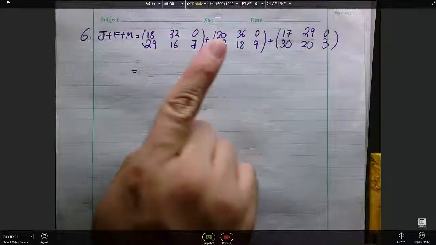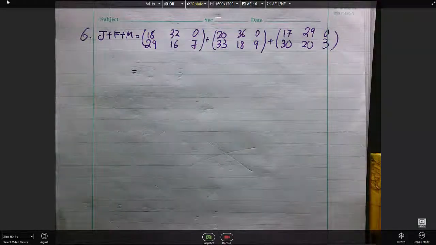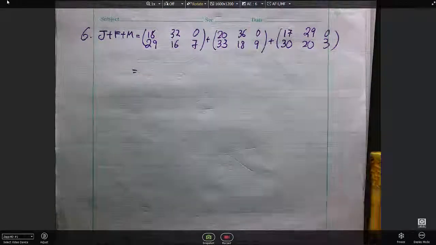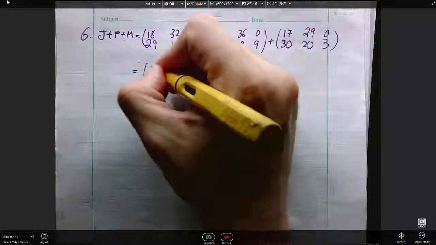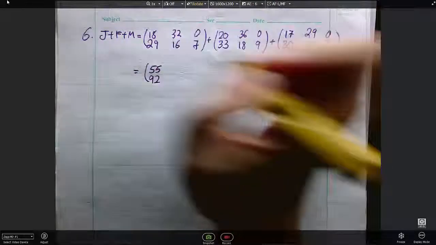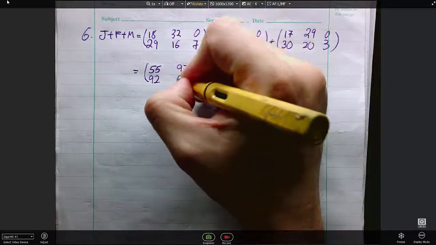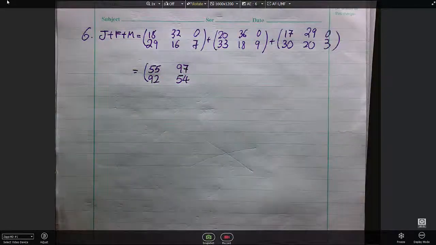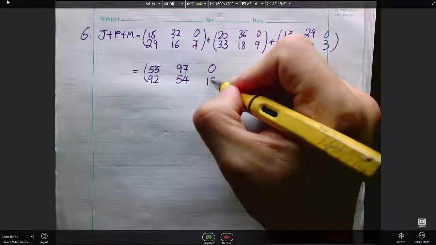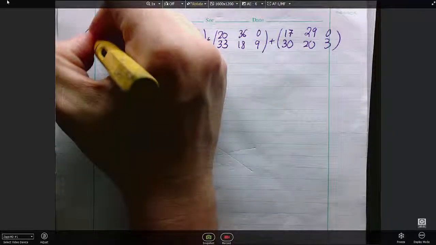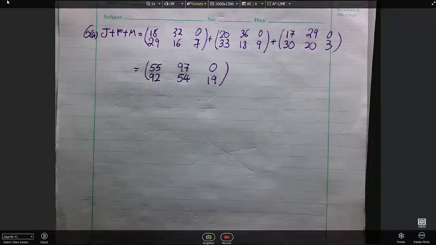You can take 18 plus 20 plus 17, also works out fine. You can do it quickly if you want. If you can just compute it on your own, I will not bother showing you the computation. It will give you 55, 92, 97, 54, 0 and 19. And that is simply J plus F plus M, but that is simple to you.